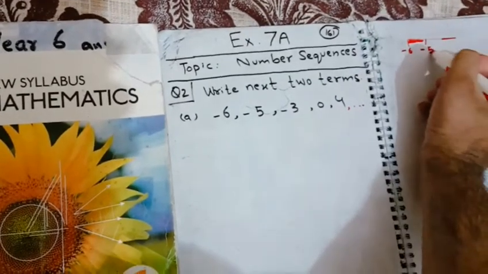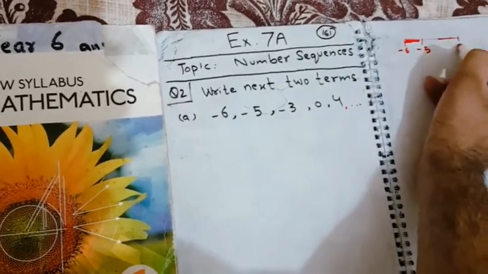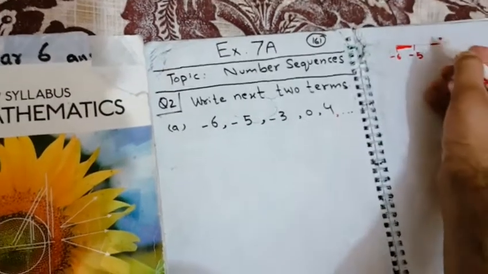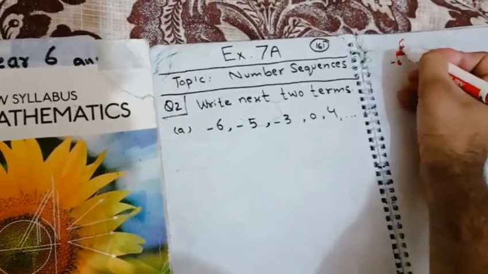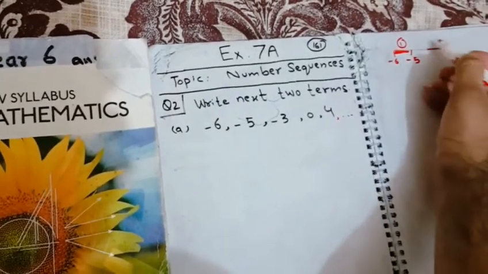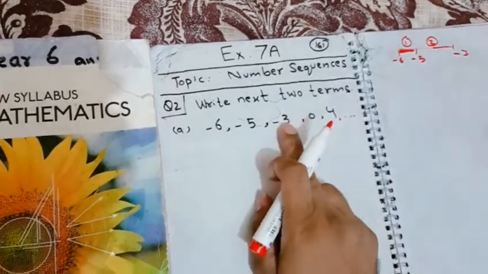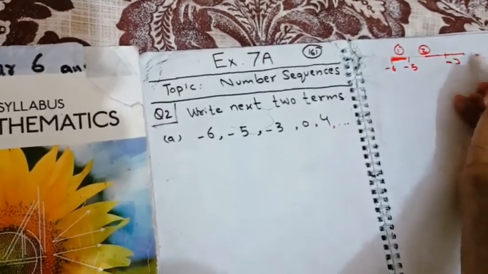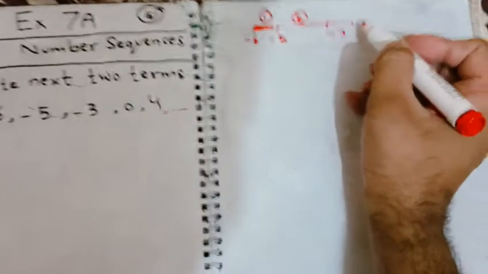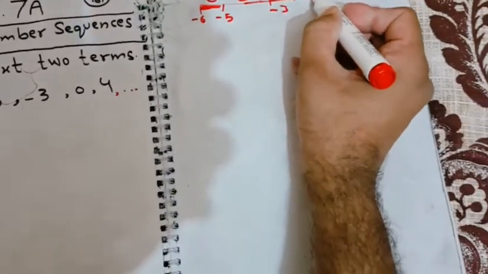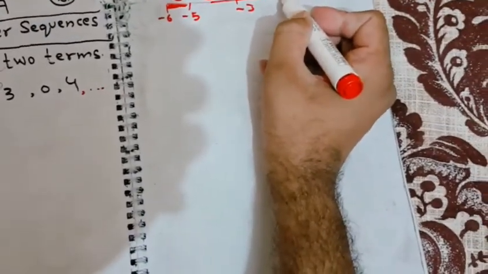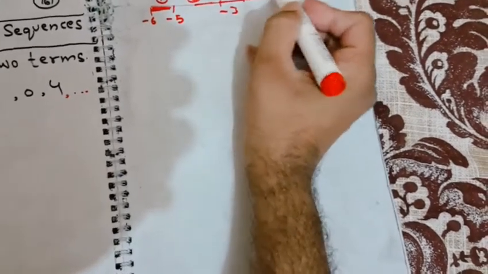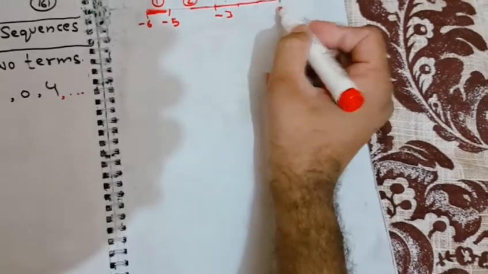But between minus 5 and minus 3, like here is minus 5 and here is minus 3, there is a gap of 2. So between the first two there is a gap of 1, and between these there is a gap of 2. And between minus 3 and 0, after minus 3 comes minus 2, after minus 2 comes minus 1, and after minus 1 comes 0. So that means 1, 2, 3. There are 3 gaps between minus 3 and 0.